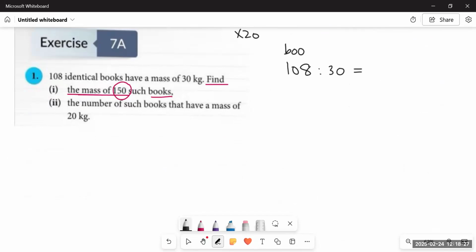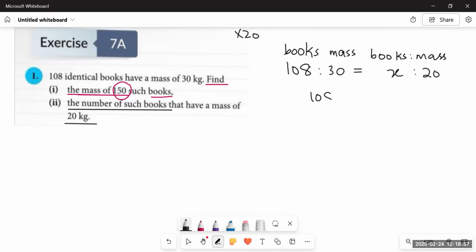So we have to write down the number of books first. Order is very important in ratios. And then we are going to write down mass later on. Again, what are we going to do here? We are going to write down number of books first and mass later on. Now let us see what we are given. In part 2, we are provided with 20 kgs, which is mass. So we will write 20 below mass. And since they are asking to find the number of such books, it means books is missing. So we will write x over here. Now we will transform it in the form of a fraction. It becomes 108 upon 30 is equal to x upon 20.